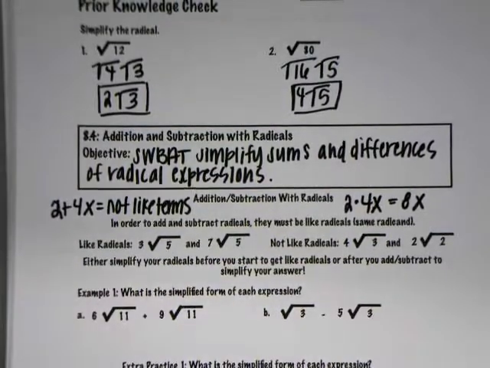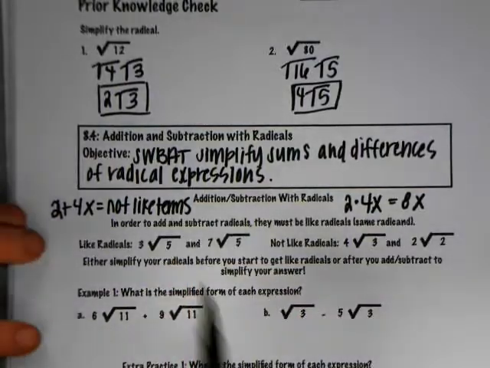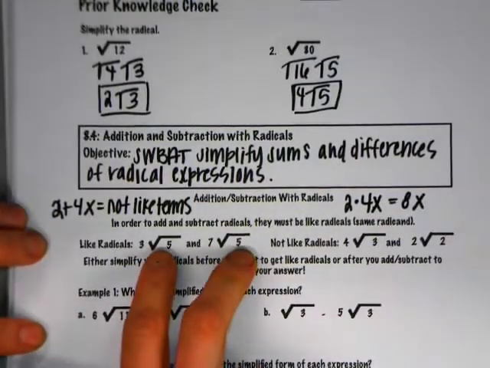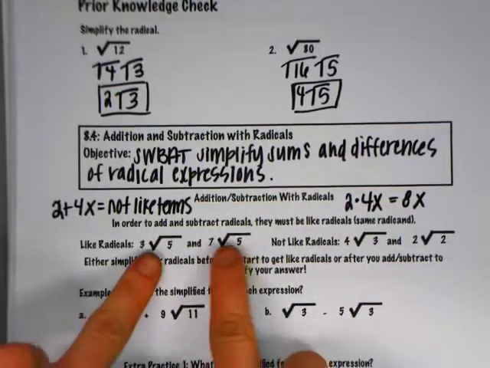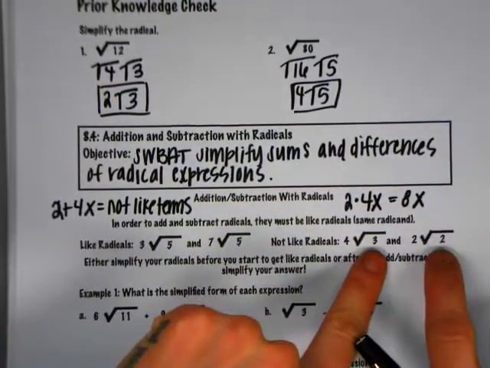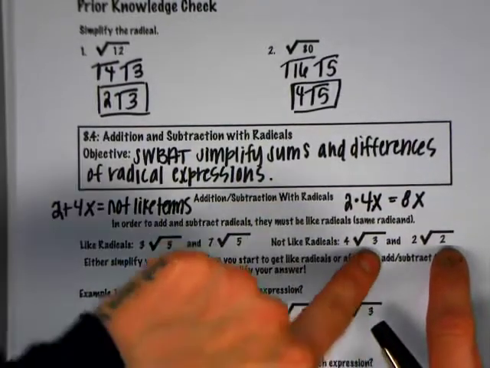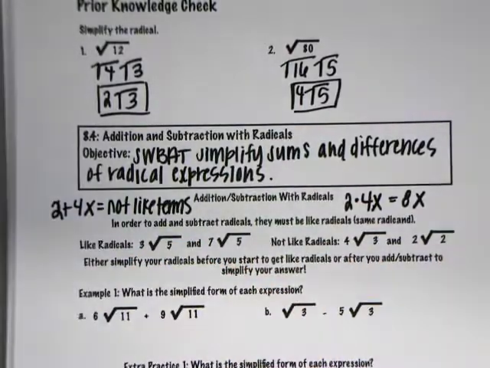They have to be what's called like radicals, meaning that they have to have the same thing underneath the square root to be able to be combined together. Okay, so these you could combine together. These ones you could not because the 3 and the 2 are not the same. Does that make sense? Yes? Okay. So we're just going to practice ones that are like radicals first.